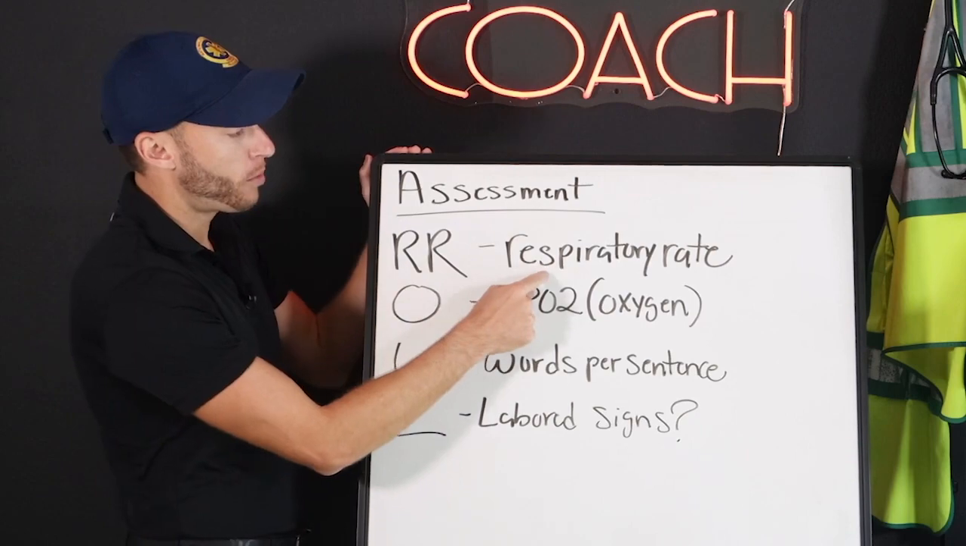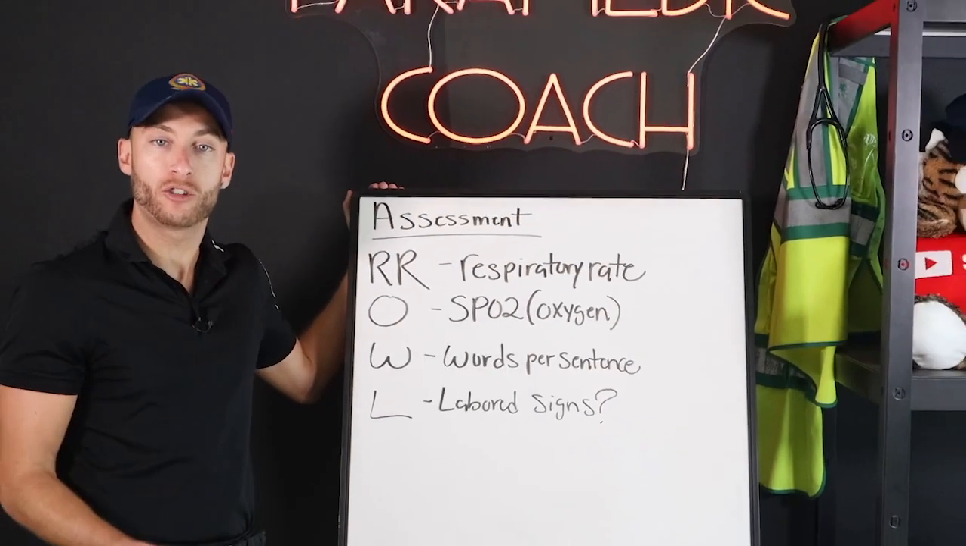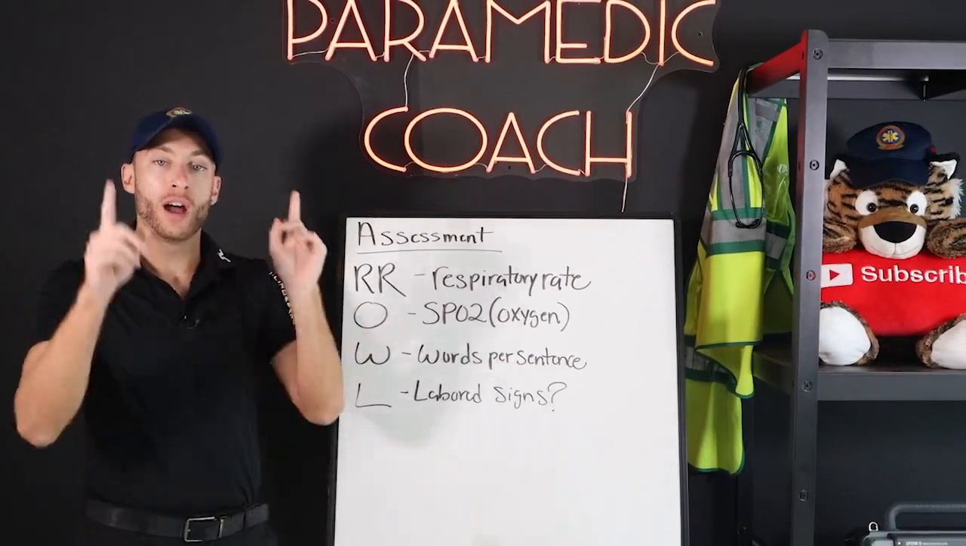RR. So the RR is respiratory rate. So what's the respiratory rate of the patient? O is for oxygen. What is the patient's SpO2?